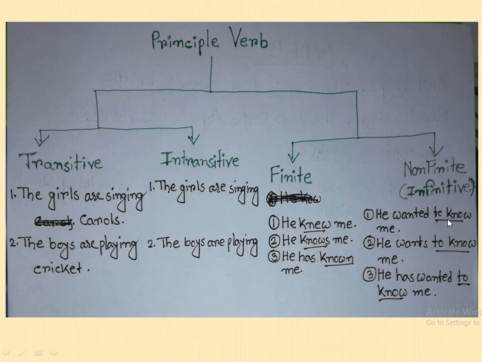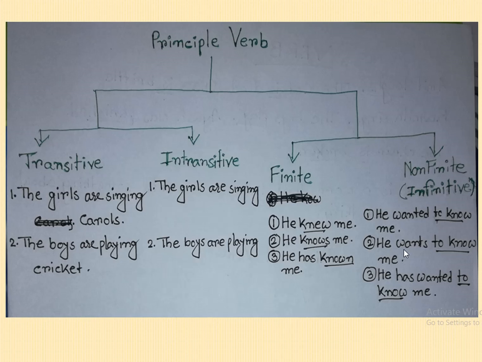When we place to before the main verb, it is called infinitive and it never changes its form. If we place to before a main verb, it will always take the present form of the verb. This is called infinitive or non-finite. But here wanted, wants, has wanted are all finite verbs. So I hope you have all understood.